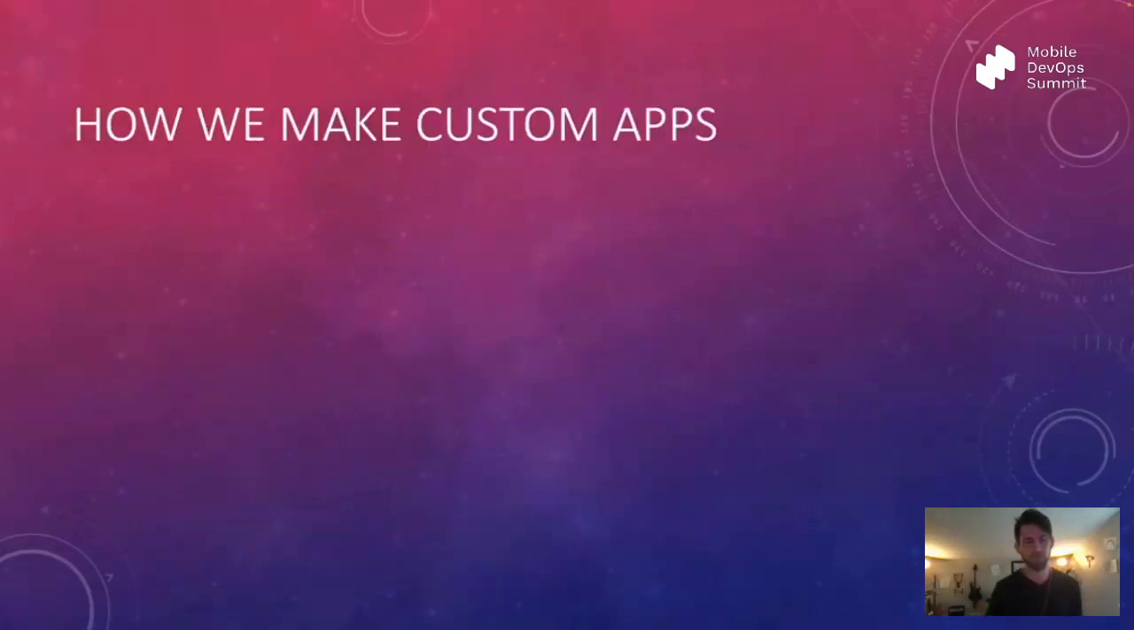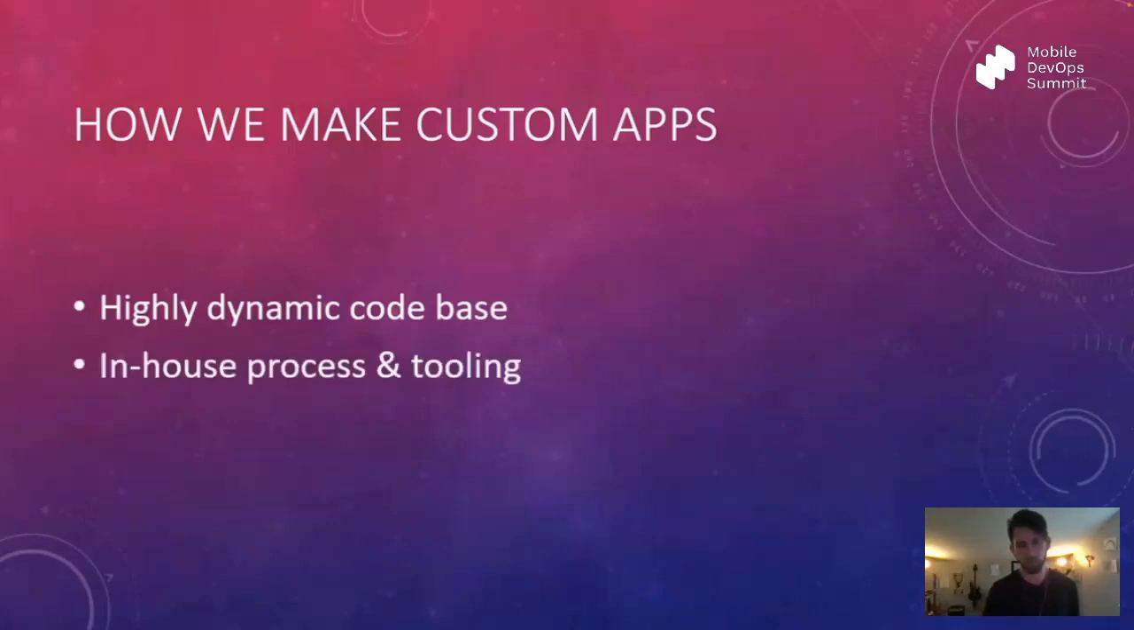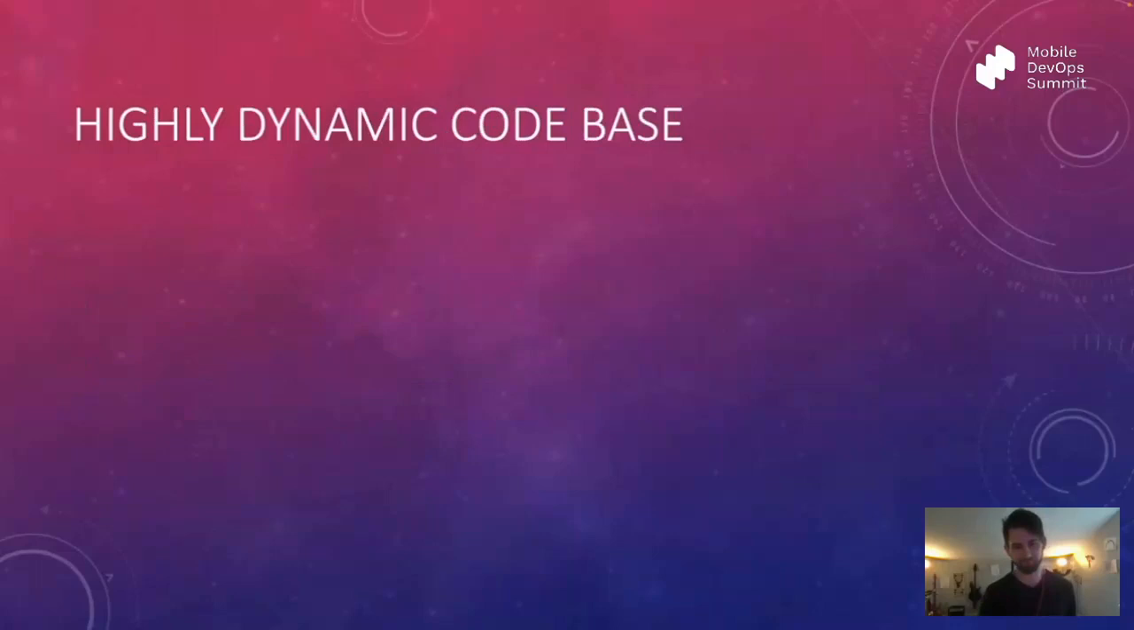So this is going to be about how we make over 100 apps. And we have updates every 6 weeks, so we are constantly building and releasing a bunch of apps. First of all, we have a very dynamic code base, all of it based on who we're building the app for. We also have our own process that we follow every 6 weeks, and we have our own in-house tooling that we've built and are constantly improving. And then, of course, we use Bitrise. We couldn't do it without them.